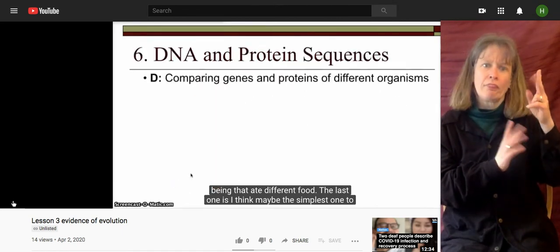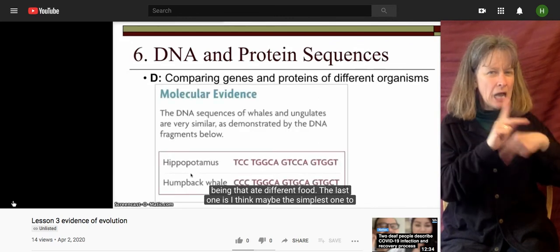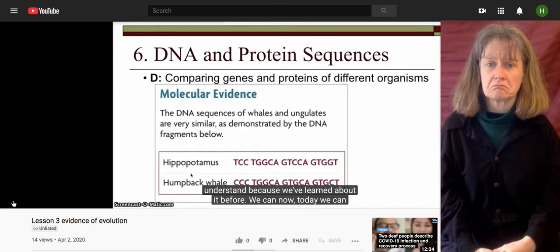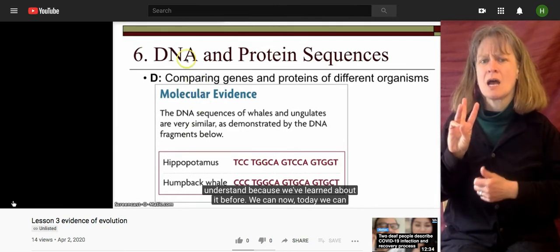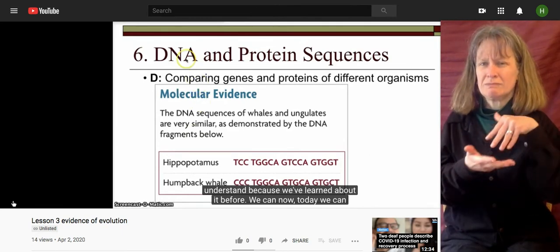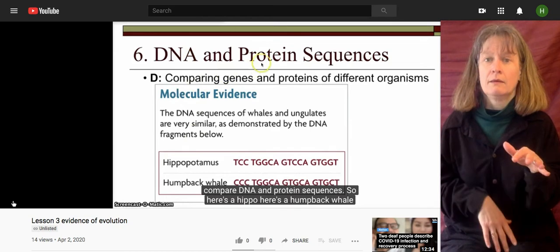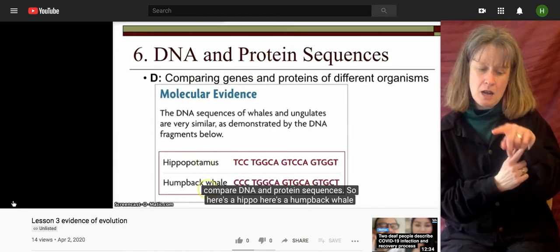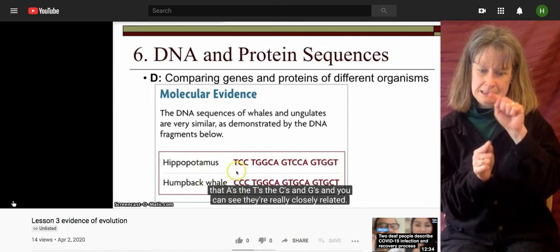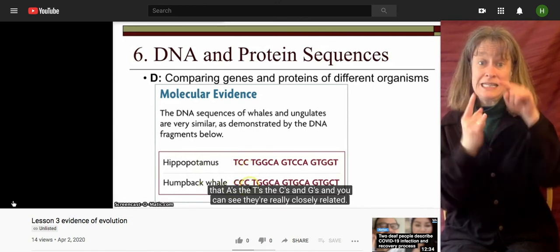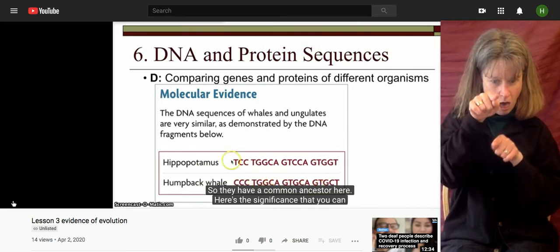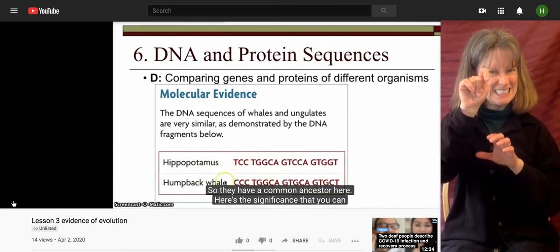The last one is, I think, maybe the simplest one to understand, because we've learned about it before. Today we can compare DNA and protein sequences. So here's a hippo, here's a humpback whale, the A's, the T's, the C's, and G's. And you can see they're really closely related. So they have a common ancestor.